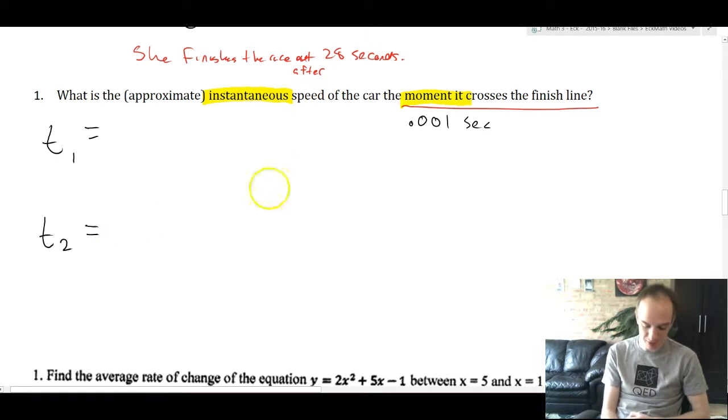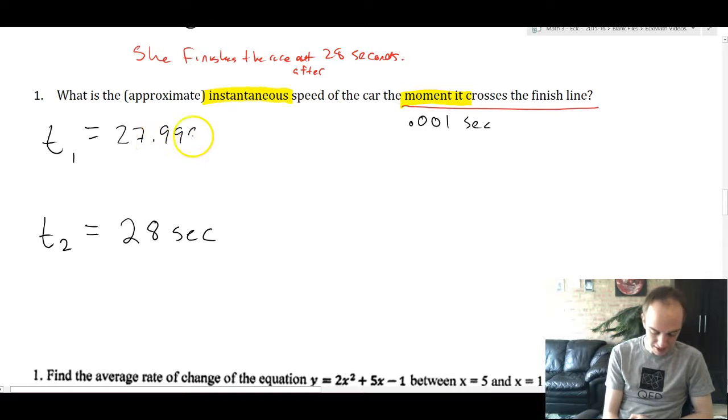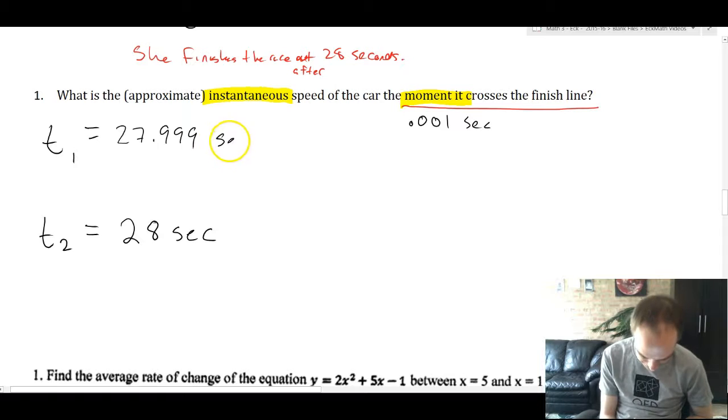So our time 2 is going to be exactly when she crosses the finish line, 28 seconds. Our time 1 is going to be a little bit before. In fact, it's going to be so close, it's going to be 27.999, because you did 28 minus our 0.001 seconds.